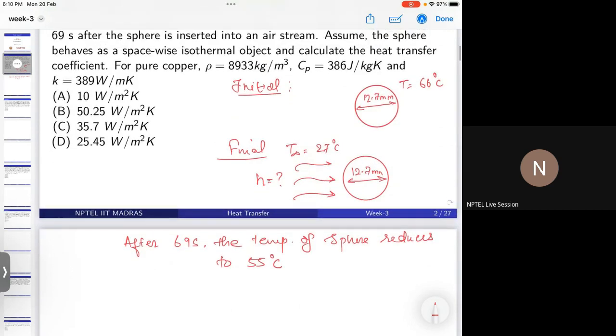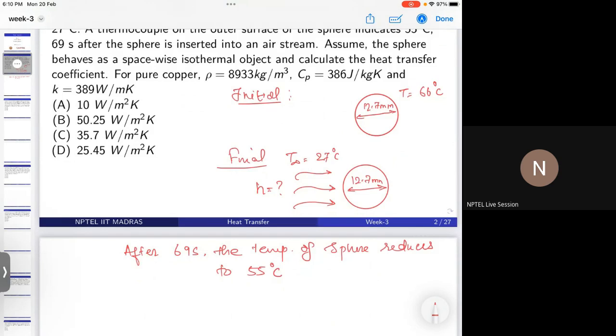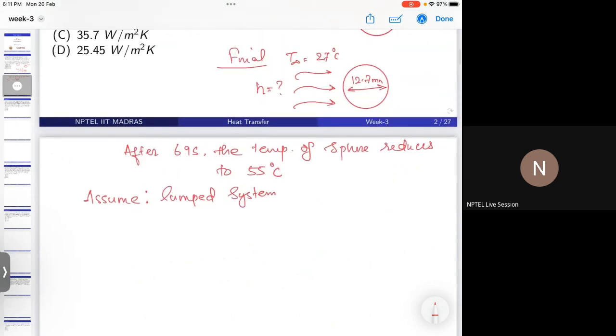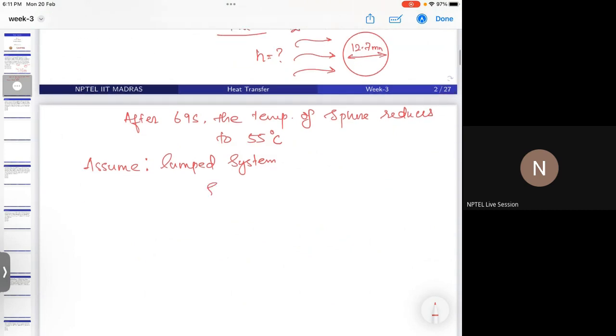As already mentioned, the sphere is space-wise isothermal, so we can assume this as a lumped system, where rho V c times the rate of change of temperature of the body should be equal to the energy that is convected out to the air stream.